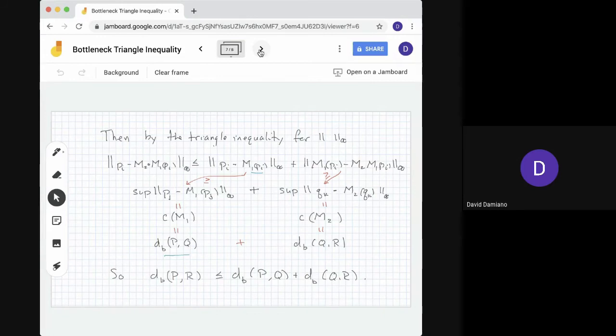Now on the right-hand side, notice that M1 of p_i covers all the points in Q because M1 was a match between P and Q. So now what we have is a match between points in Q and M2 of points in Q. Well, what is that? That's the sup of the distance from q_k to M2 of q_k, where q_k is a relabeling of the points M1 of p_i. So what is this? This is the cost of M2, but the cost of M2 is the bottleneck distance between Q and R. So we wind up with the bottleneck distance between P and R is less than or equal to the bottleneck distance between P and Q plus the bottleneck distance between Q and R.